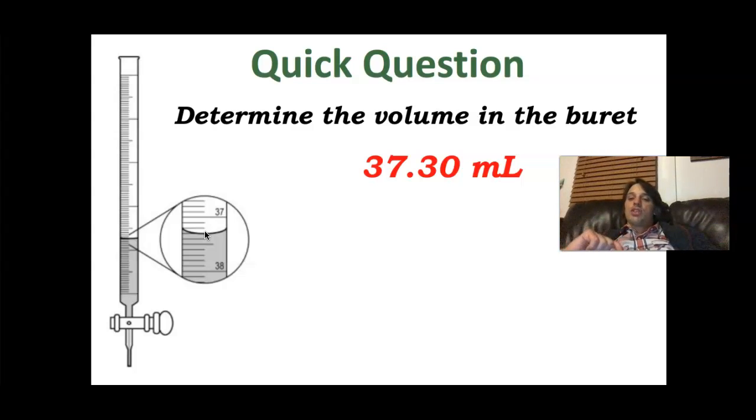So 37.30. Again, I'm communicating how precise my instrument is. It tells me exactly the tenths. Therefore, I can go to the hundredths when I'm communicating my measurement. And again, make sure you have a unit.